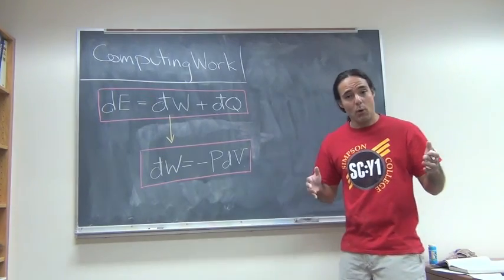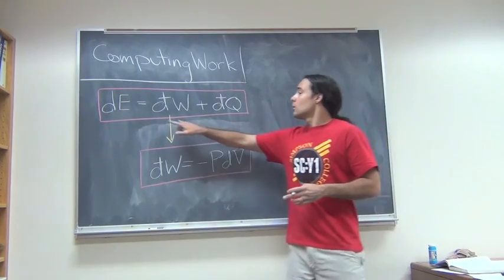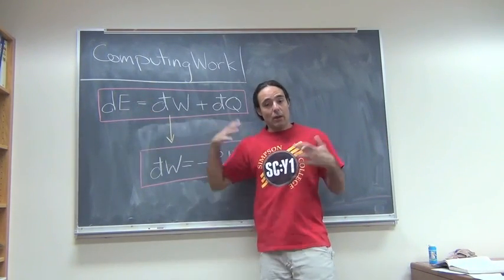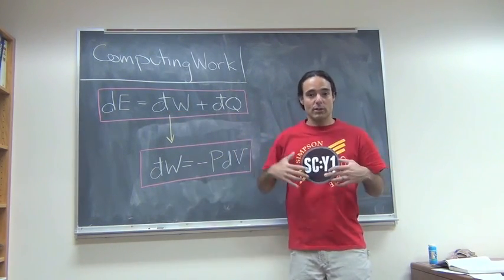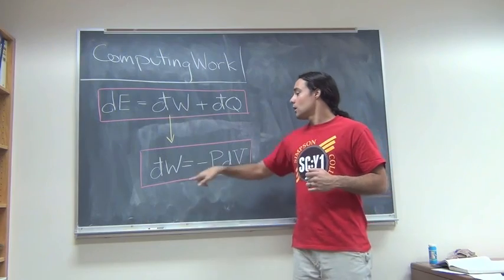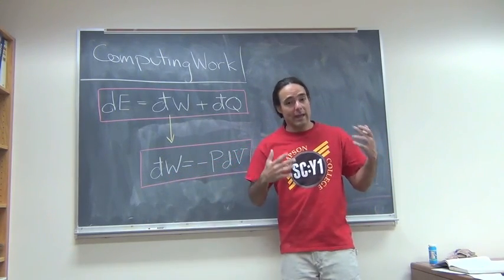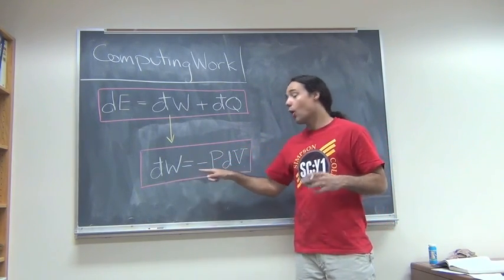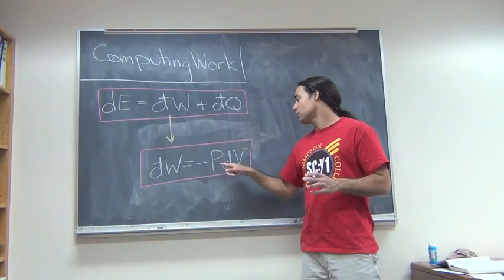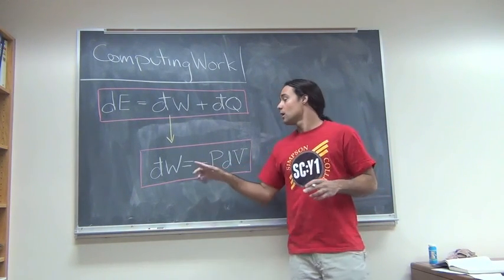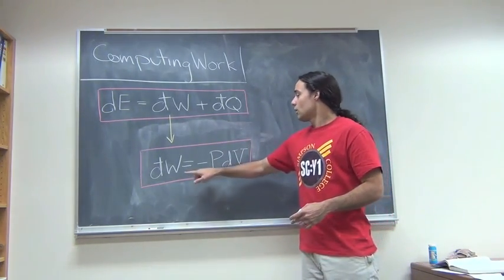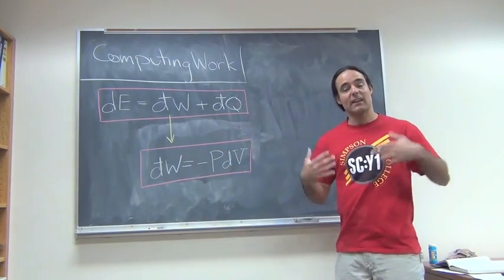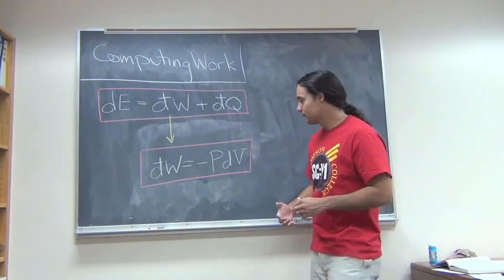So let's recap what we've done so far. We said that energy is conserved and the only way to change the energy is to do some amount of work or some amount of heat. For a gas, any type of gas, we know that the work done on the gas is minus P dV. So what does that mean for us? Work done on the gas is minus P dV. How do we actually compute that?